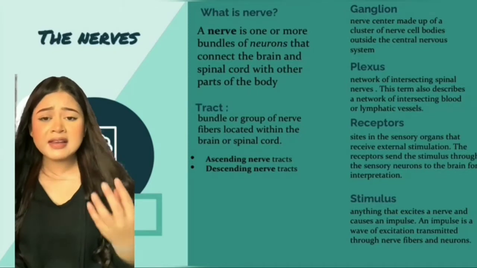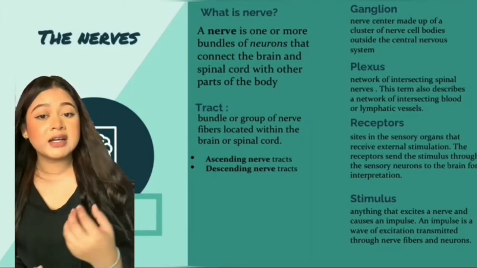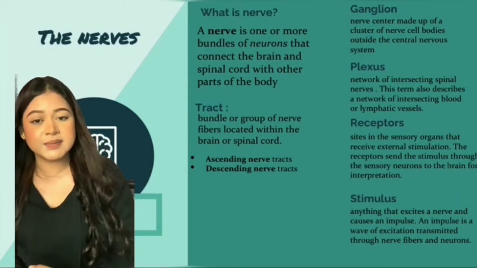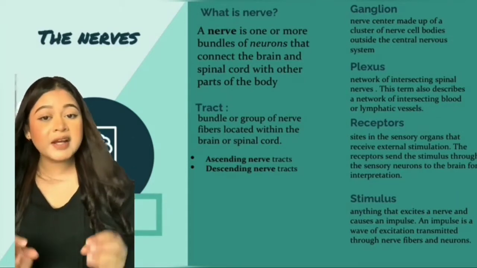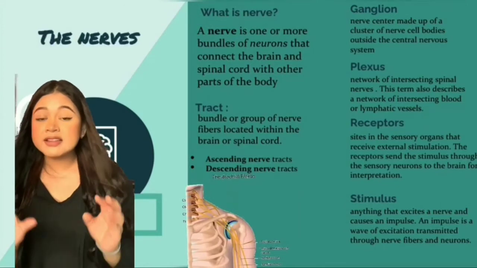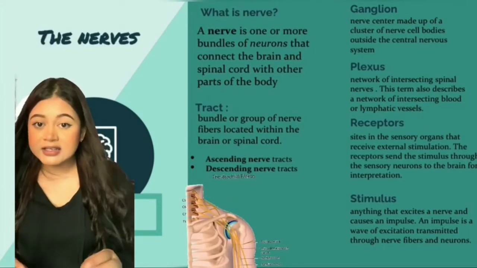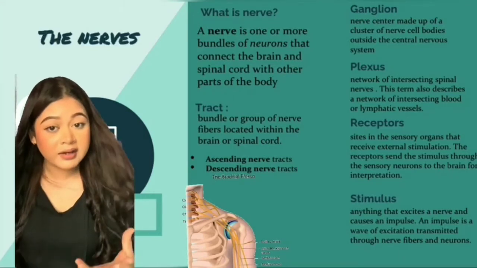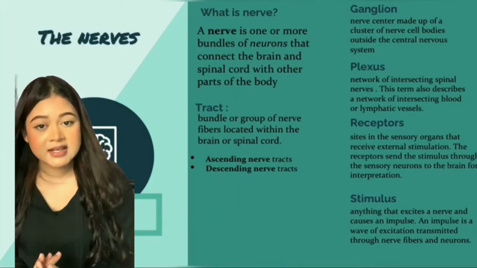Ganglion. A ganglion is made of a cluster of nerve cell bodies outside the central nervous system. And a plexus. A plexus is a network of intersecting spinal nerves. This term also describes a network of intersecting blood or lymphatic vessels.